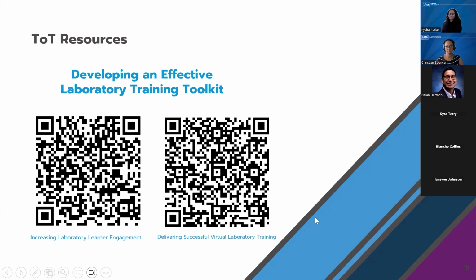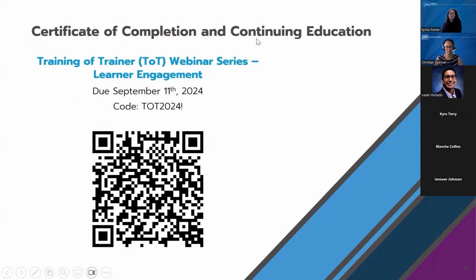All right. Lastly, what I want to share is our certificate process. In order to receive your certificate of completion, you must take the evaluation. And so on the next screen, as you see, there is the QR code. And so this is going to be the Training of Trainers webinar series, Learner Engagement. We are asking that you submit the evaluation for your certificate by September 11th. After September 11th, the evaluation period will close and you won't be able to get a certificate. And so now we will demonstrate the instructions for completing the evaluation to obtain a certificate of attendance.